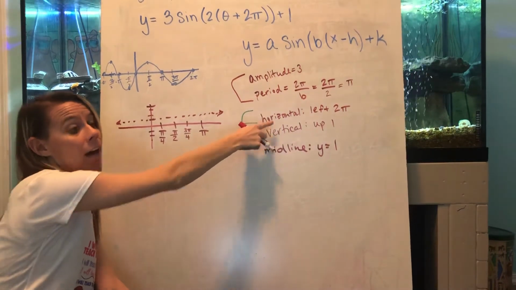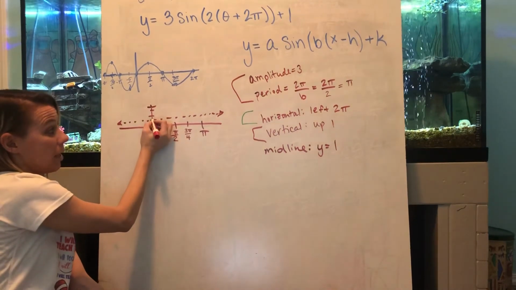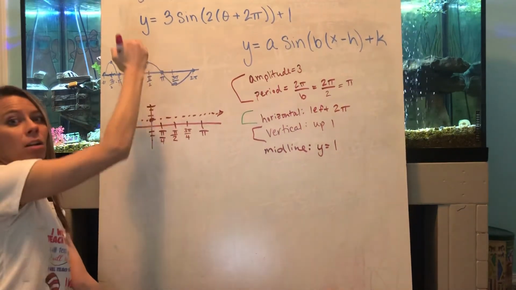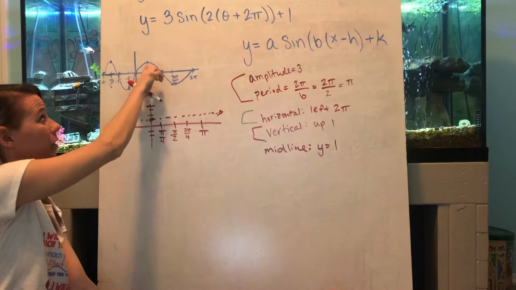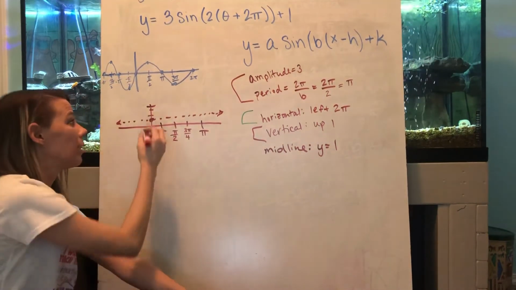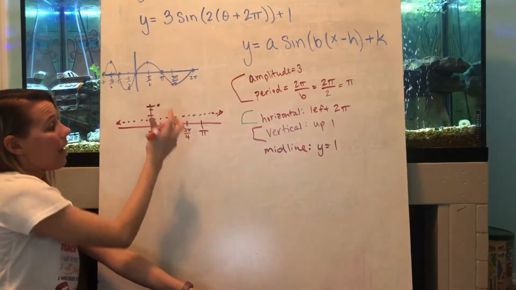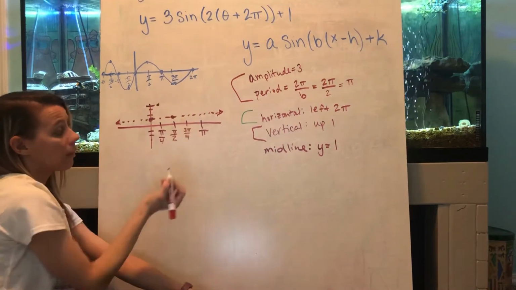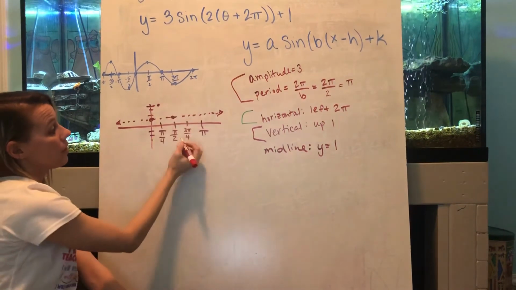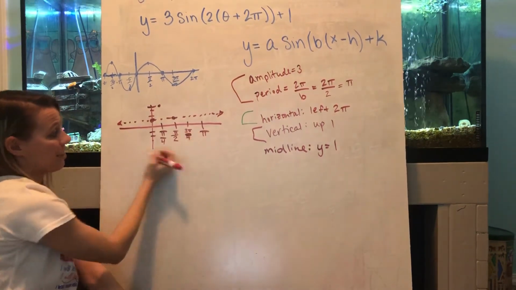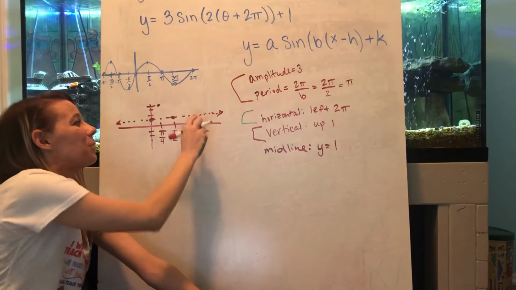I'm excluding that. So at 0, it's no longer 0, it's at 1 because my midline shifted from 0 to 1. At pi over 4, that correlates to my pi over 2, it's going to hit my maximum point, which is going to be 4. At pi over 2, that's going to correlate to pi, that's going to hit my midline, which is 1. 3 pi over 4, that's going to hit my minimum value, which in this case is going to be -2, which is kind of smack dab in the middle where I wrote 3 pi over 4. And then at pi, it's going to hit my midline again, which is 1.